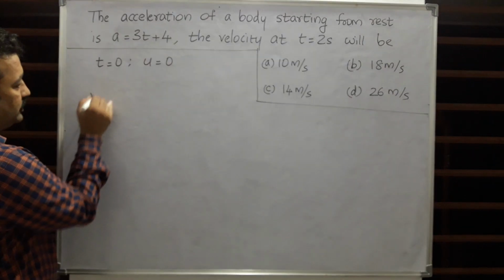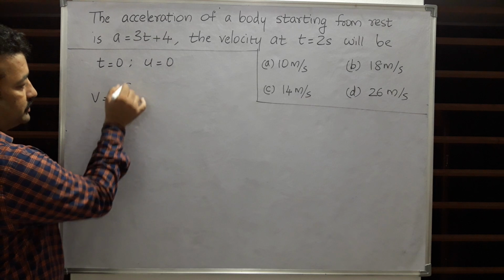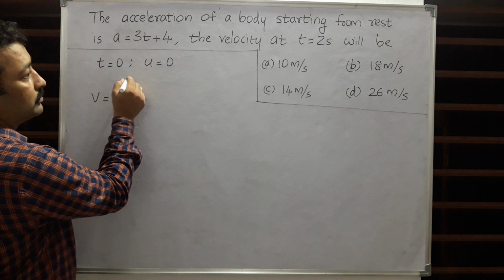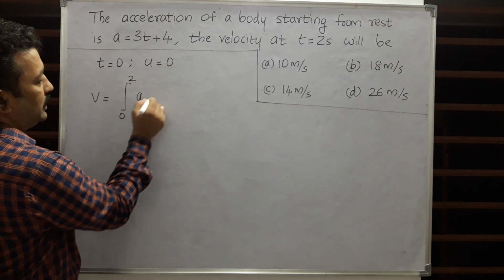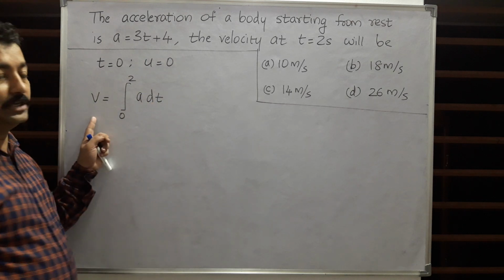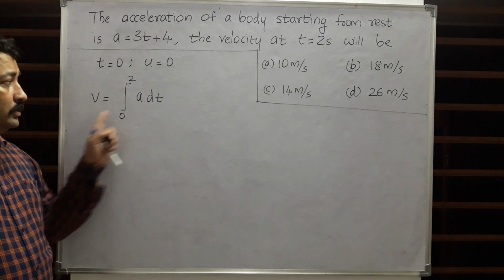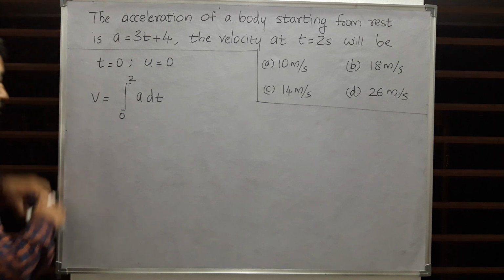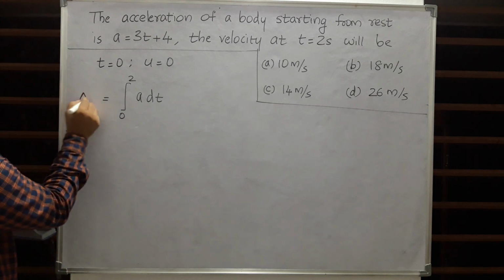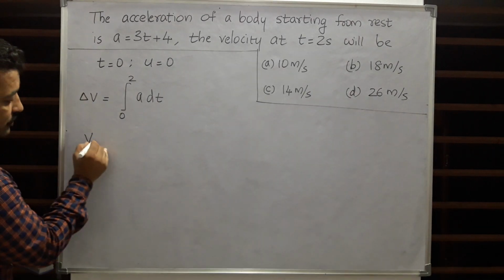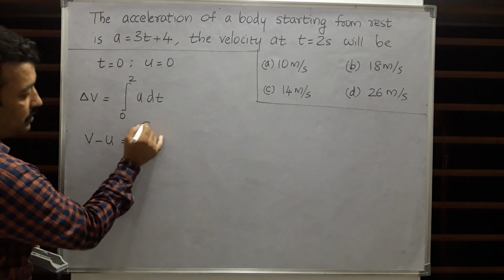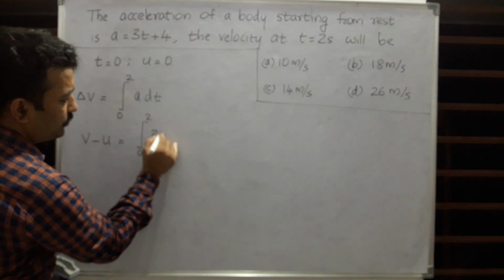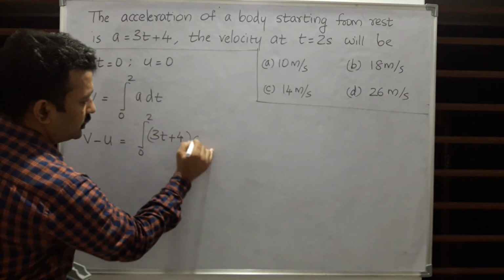We have to get the velocity. What is the expression for velocity? Velocity is the integral from 0 to the final time 2 seconds of a dt. The integral of a dt can be written as v minus u, or change in velocity, as I told you. This is delta v. So delta v, which is v minus u, is equal to the integral from 0 to 2 of a, that is 3t plus 4, dt.